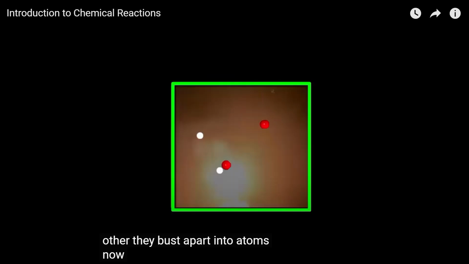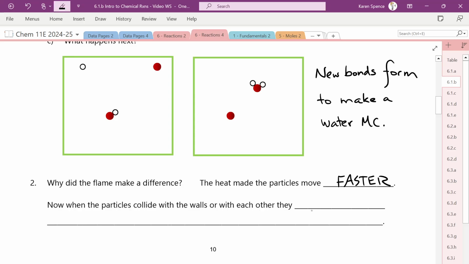What do? They break apart into atoms. Yes? It requires collision. Yeah.